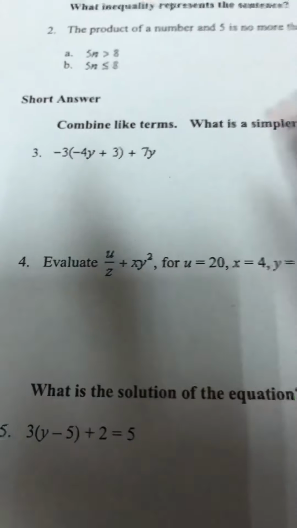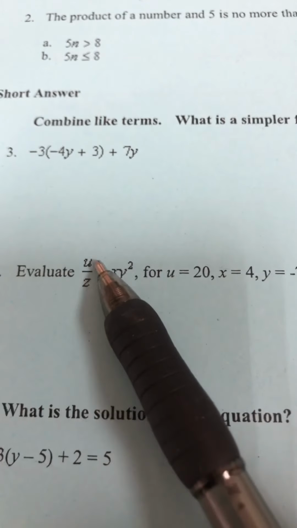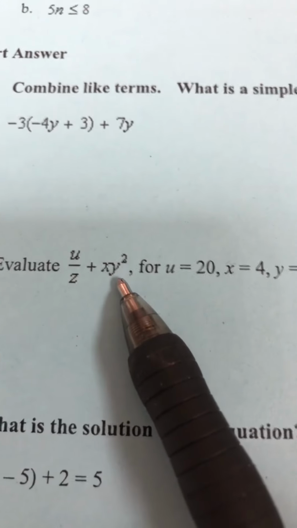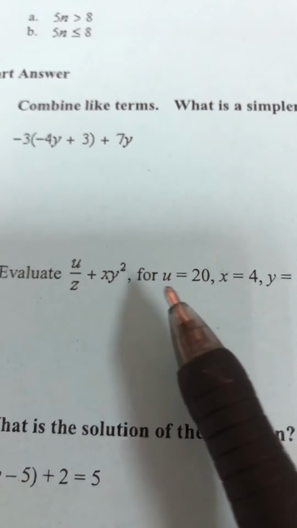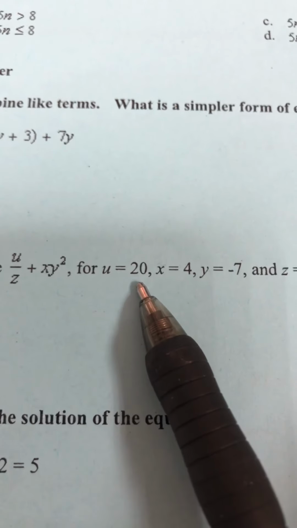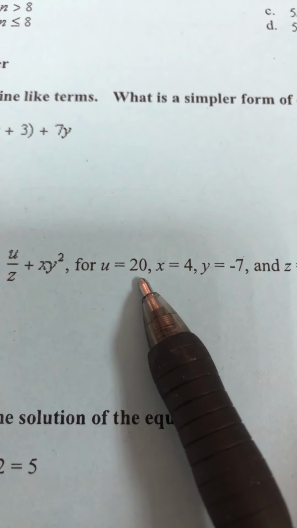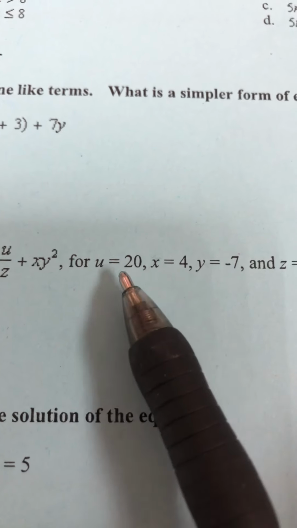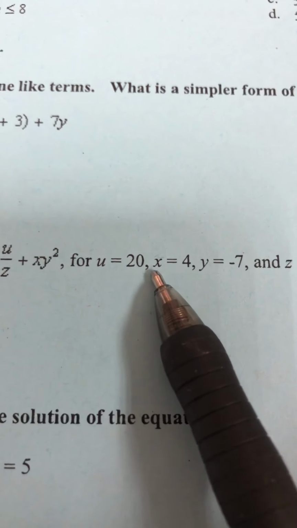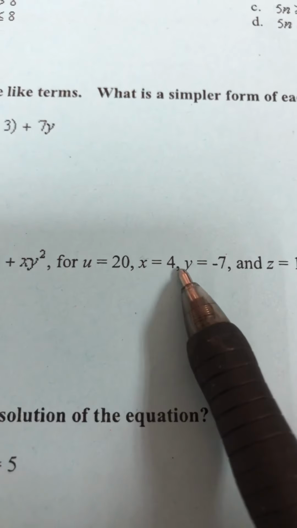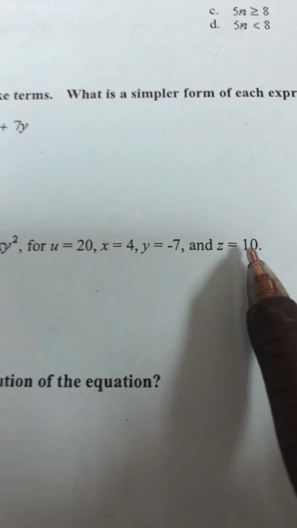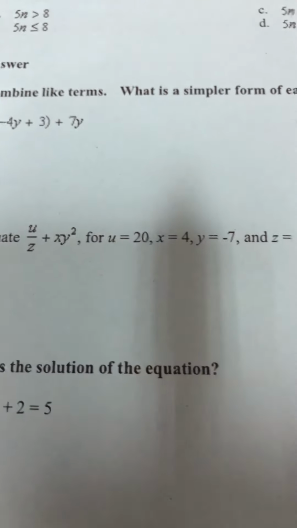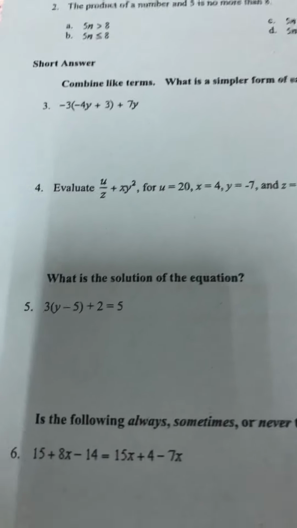For number 4, evaluate u divided by z plus x times y squared. All you're going to do is plug in these values for u, z, x, and y. So 20 goes in for the u, 4 goes in for the x, -7 goes in for the y, and 10 goes in for the z. So just plug those in, rewrite the problem out, and then work it out. You can use your calculators.